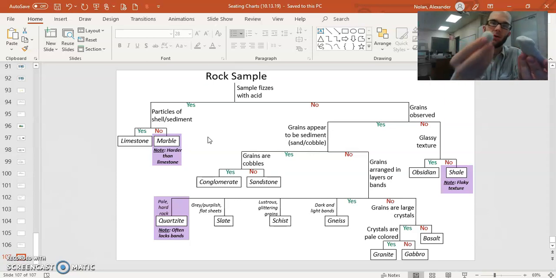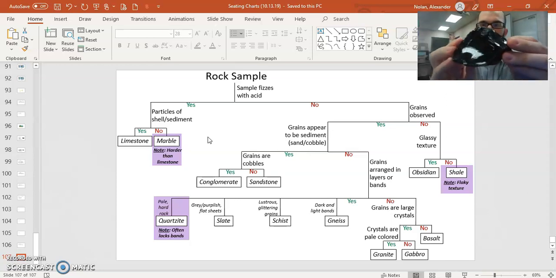And so we'd say, well, this one is limestone, this one is marble. And I used our dichotomous key in order to figure that out. So let's look at another example. Let's look at a really neat one. So here's another example that you might be able to see on your screen.